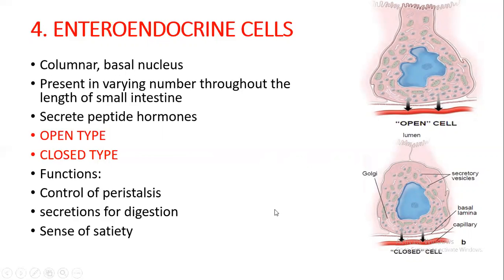The enteroendocrine cells have different functions depending on the hormones which they secrete. They control and regulate the peristaltic movement. They help in the secretion for the digestion, and they maintain a sense of satiety, which is the sense of fullness.